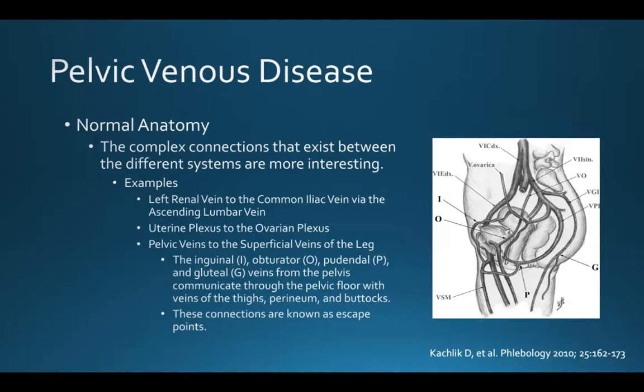The inguinal, obturator, pudendal, and gluteal veins from the pelvis communicate through the pelvic floor with veins of the thigh, perineum, and buttocks. These connections are known as escape points, and they could be responsible for some of the manifestations of pelvic venous disease.